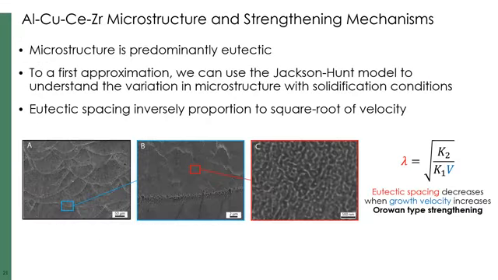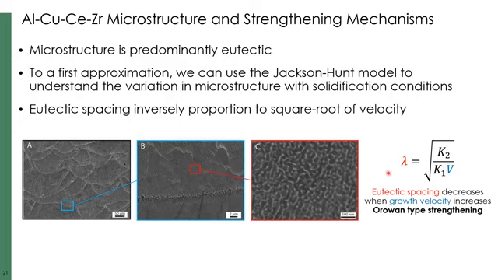And the interesting thing about this is we can take, at least to a first approximation, a relatively simple model for the microstructure as a function of our solidification conditions, in this case proposed by Jackson Hunt, which basically looks like this, saying that the spacing of the intermetallic particles in our eutectic will be inversely proportional to the square root of the solidification velocity. And our solidification velocity is going to be somewhat proportional to our laser velocity. So we expect that this will affect Orowan type strengthening in our alloy. By changing this velocity, we expect to get a variation in our mechanical properties.